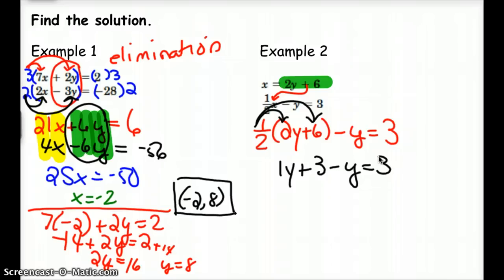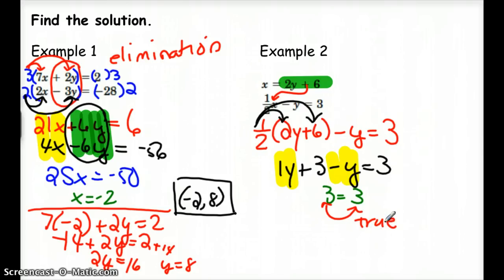Now I'm going to get my like terms together that are on the same side here. And when I have 1y minus y, my y's are disappearing. I get 3 equals 3. I don't have any variables left. I sneezed. Okay, I'm back. Sorry about that. At this point, I don't have any variables. They've fallen out. 3 equals 3. That's a true statement.